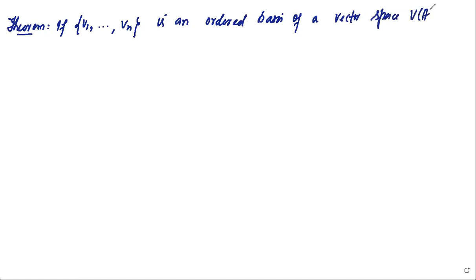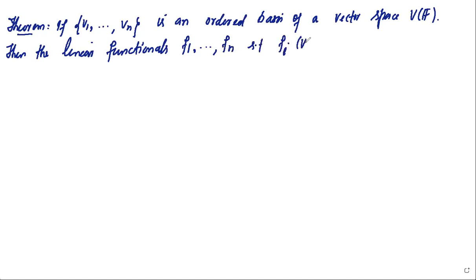So we were given an ordered basis of a vector space V. If V1 through Vn is an ordered basis of a vector space V over a field F, then the linear functionals F1 to Fn such that Fi of Vj is equal to delta ij, where this delta ij is the Kronecker delta function, and this is defined to be equal to 1 if i is equal to j, and this is defined to be 0 if i is not equal to j.